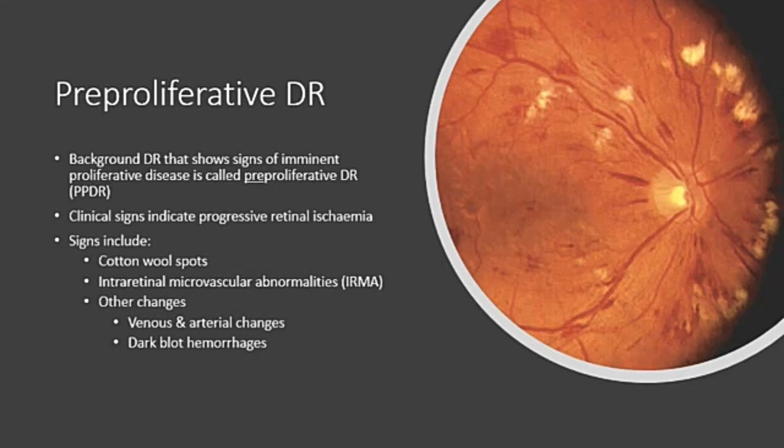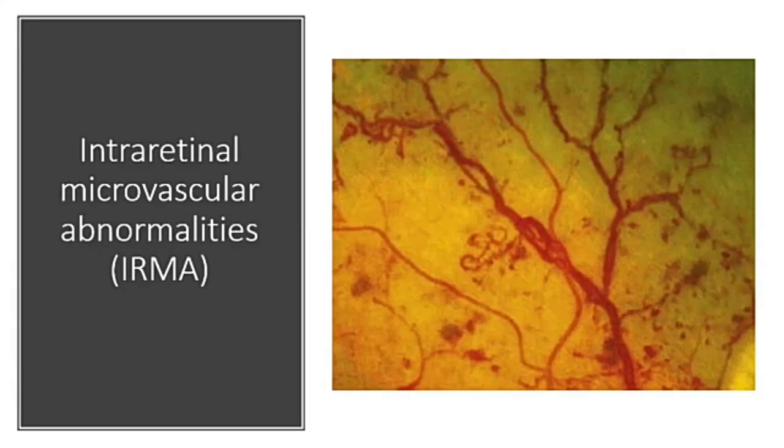Now, we already know about cotton wool spots. I've described these before, but over the next few slides I'm going to show you IRMA, vessel changes and dark blot hemorrhages. Here we see intraretinal microvascular abnormalities, or IRMA as they're commonly termed. And they're fine irregular red lines that run from the arteries to the venules. And you can see them here. They're intraretinal and they don't cross over any major retinal vessels.